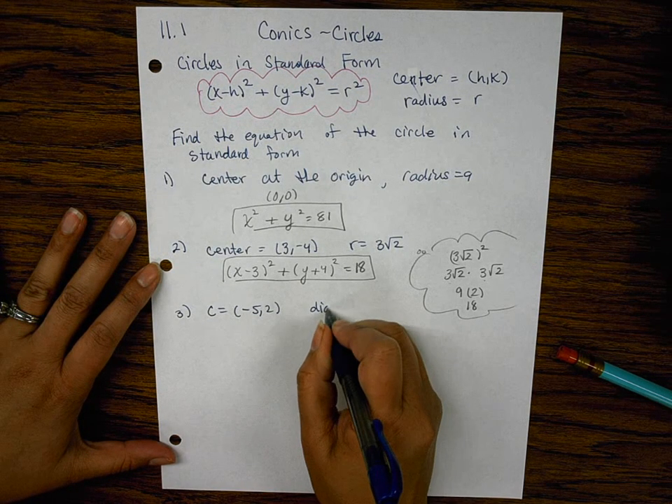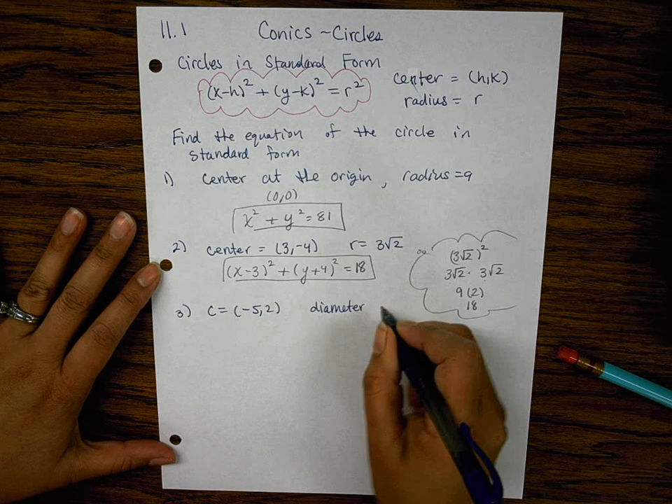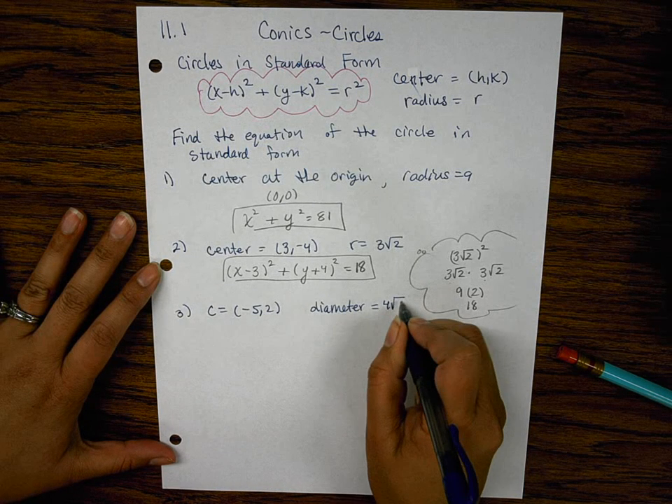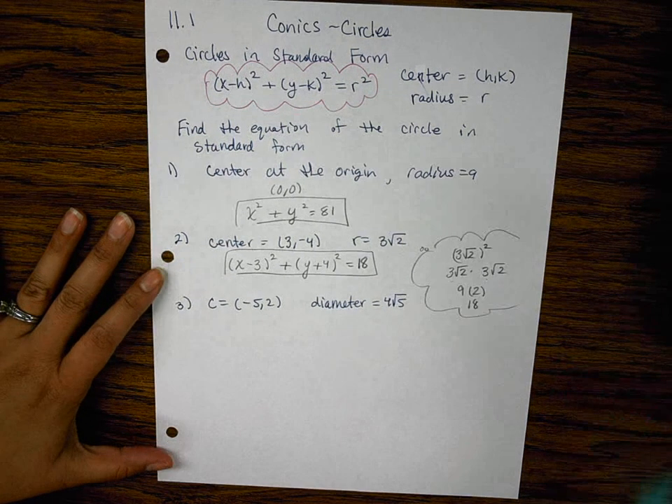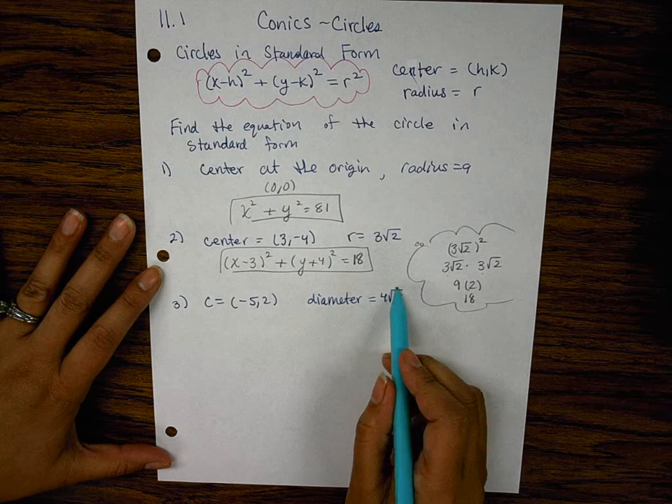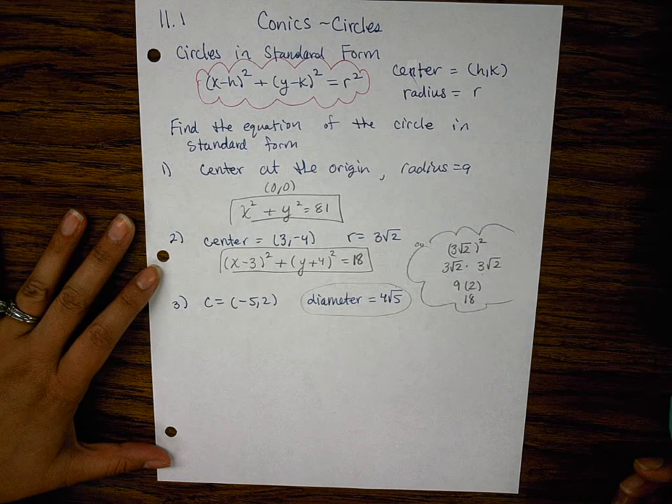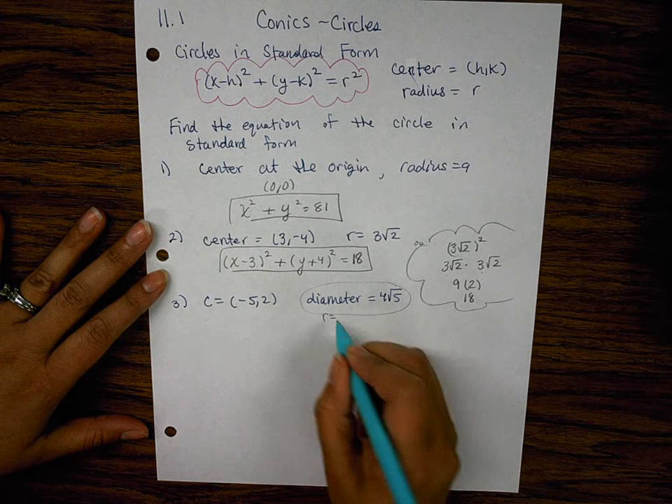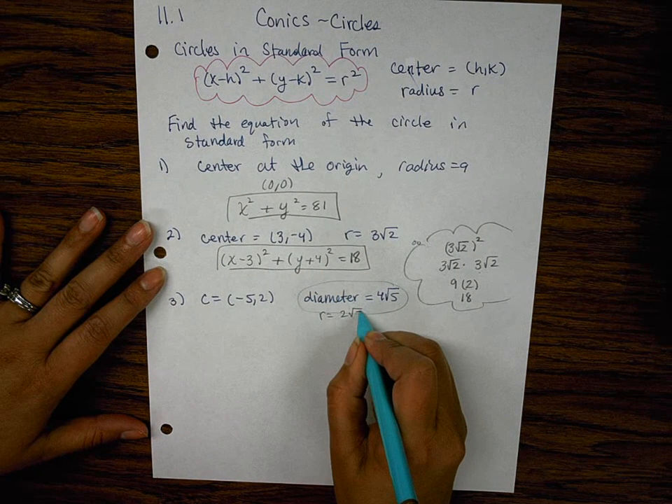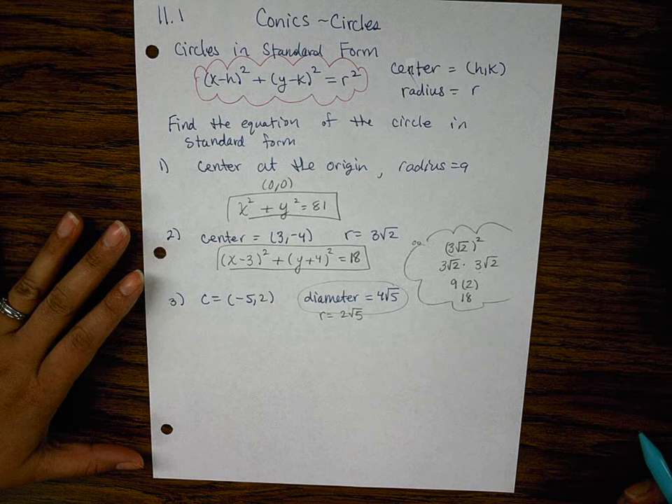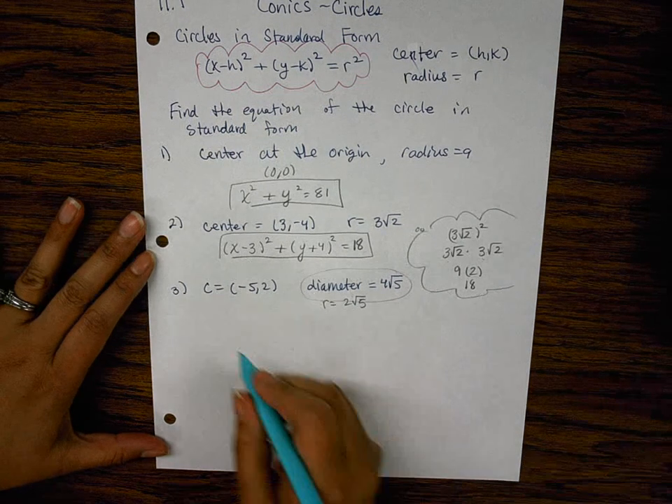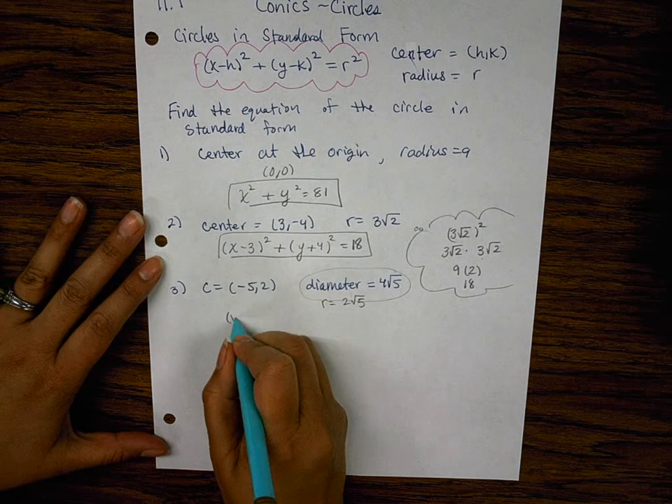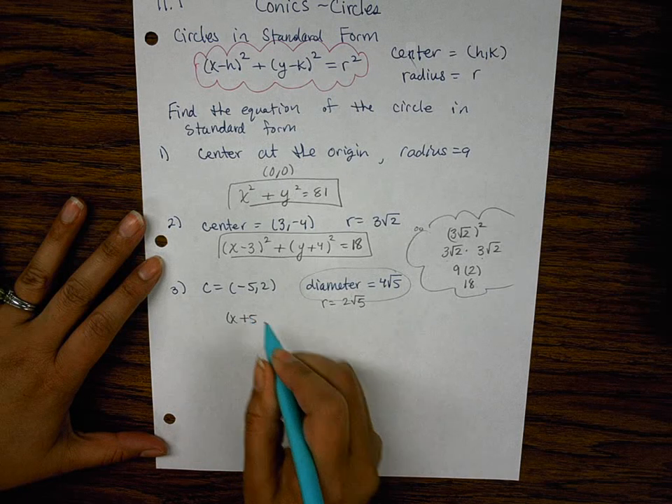Number 3, center is negative 5, positive 2, with the diameter of 4 root 5. Okay, make note, we need the radius, not diameter, so just be careful with that. If they give you diameter, remembering that radius is half the diameter, so that would be 2 root 5. Half of 4 root 5 is 2 root 5.